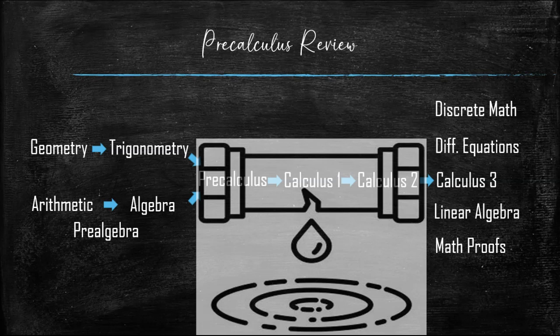So coming out of Precalculus, you have to be ready for Calculus 1, but also Precalculus serves as a collector or as a merger of two branches, one being geometry and trigonometry and the other one being arithmetic, pre-algebra, and algebra. So somehow in Precalculus we have to develop a unified approach to previously learned math.